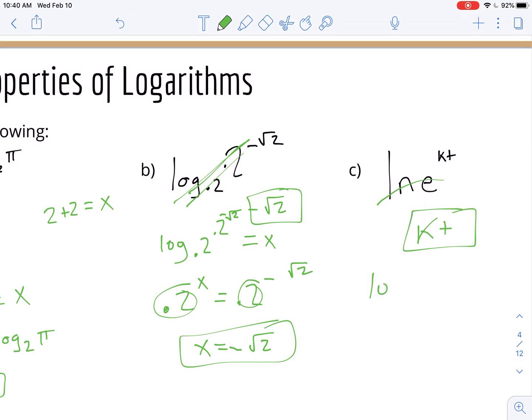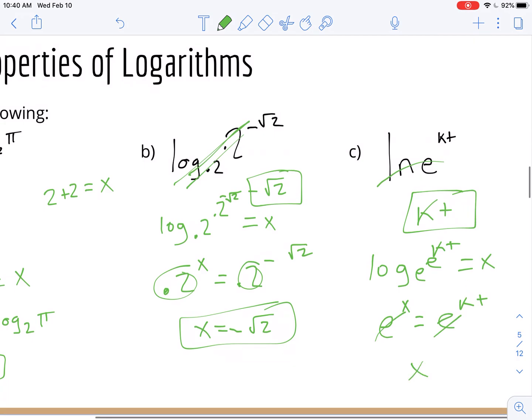But again, I can set this up, and I can change my natural logarithm to the log base e of e to the kt, and I can arbitrarily set this equal to x. I can say e to the x is equal to e to the kt, and I can look and say I've got the same base. Those are going to go away. I can just say that x is equal to kt. So I haven't done anything crazy here.